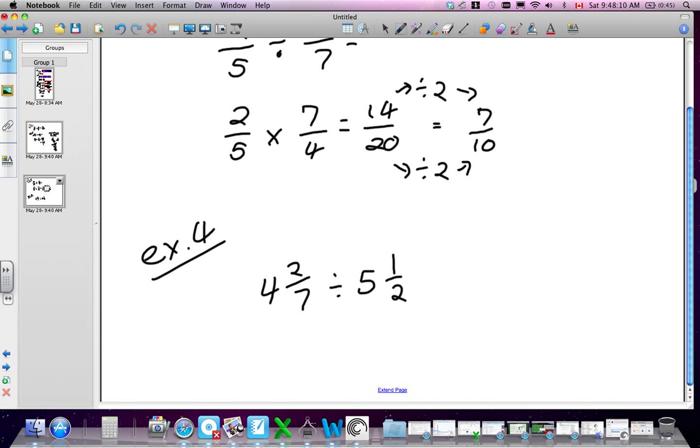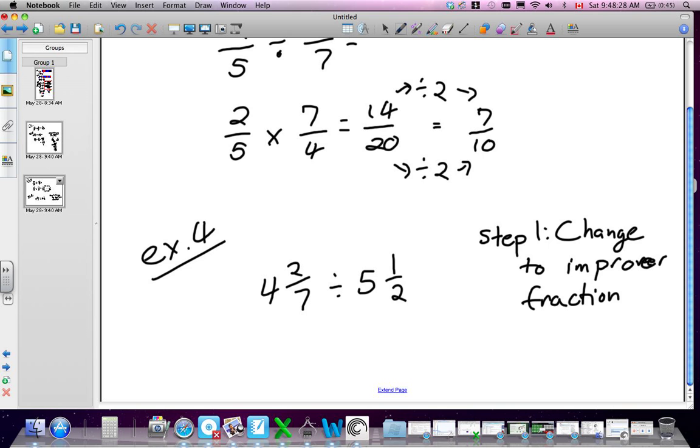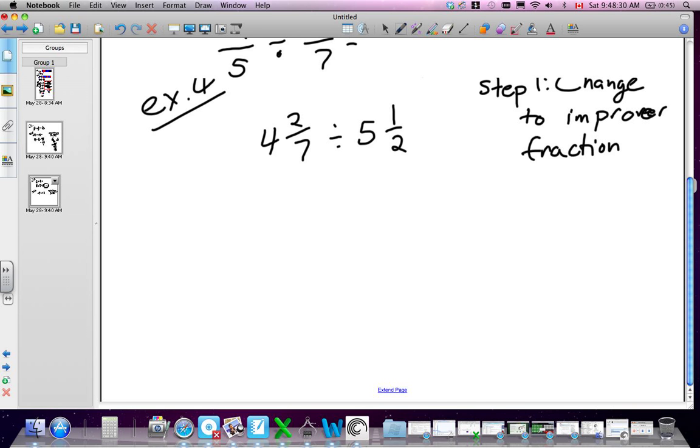Okay, step 1 when we do this is to what? You have to change it into improper. Change to improper. Very good. So our very first step, let's change it to an improper fraction. 4 times 7 is 28. Plus 2. 30 over 7. Just like we had before. Still keep it divided. 5 times 2 is 10. Plus the 1. 11 over 2. Good. So we've changed it to an improper fraction. Now we've done step 1.